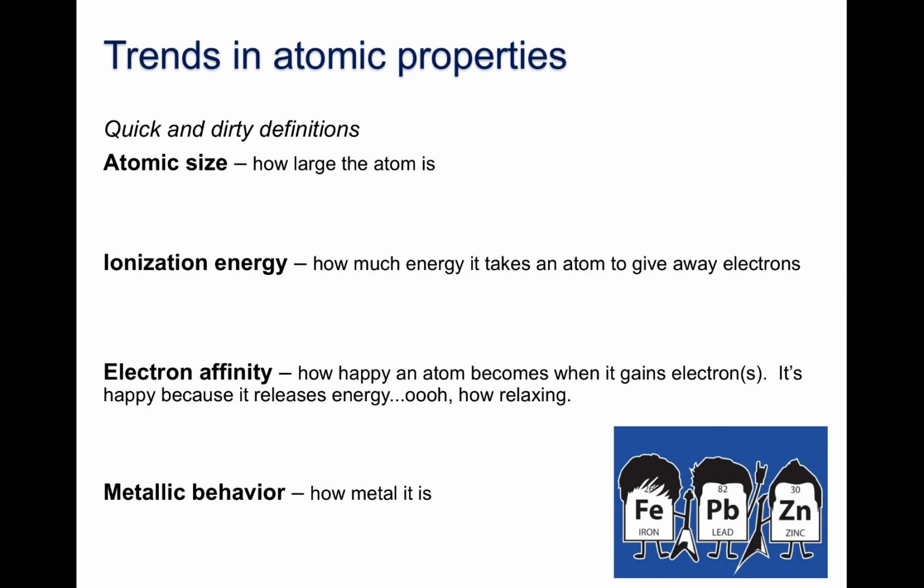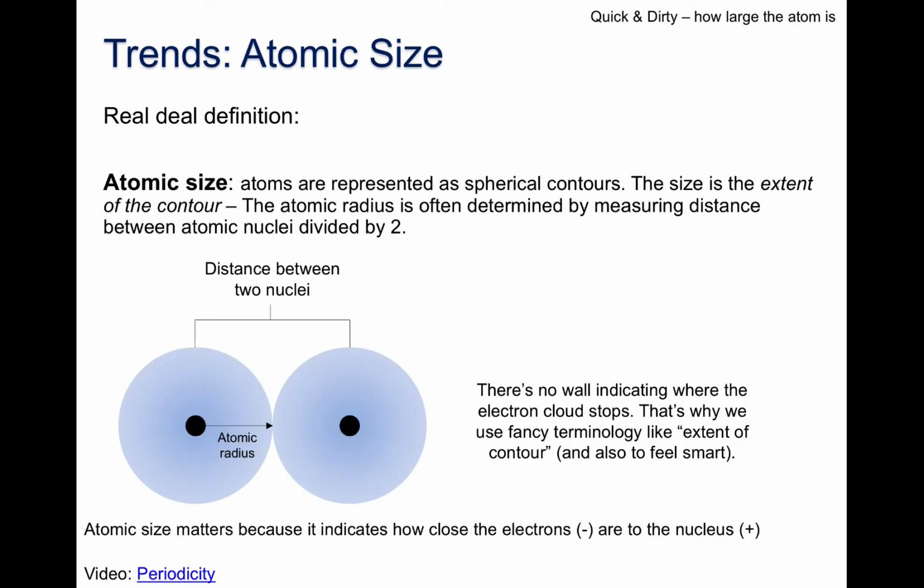And then metallic behavior. How likely is the element to behave like a metal? And we'll talk about some of the properties that make something have metal characteristics or not. So the first property is atomic size. So how big is the definition?